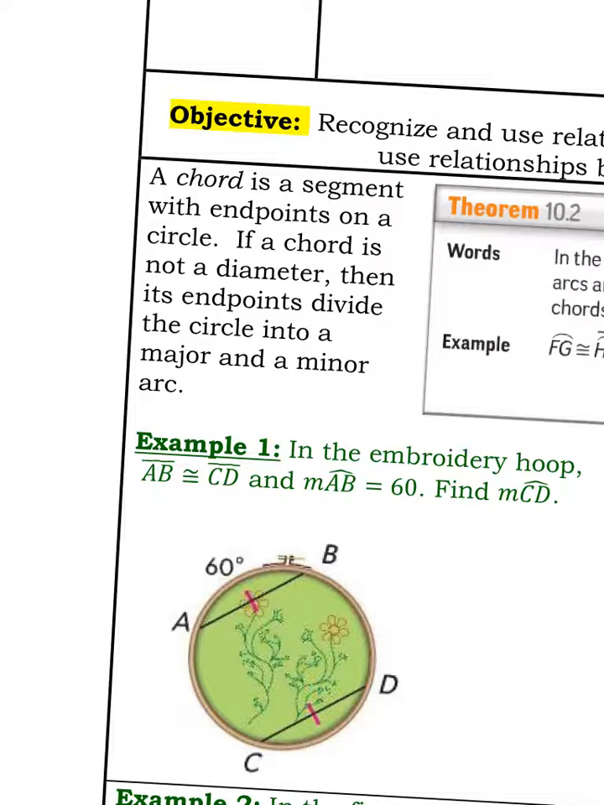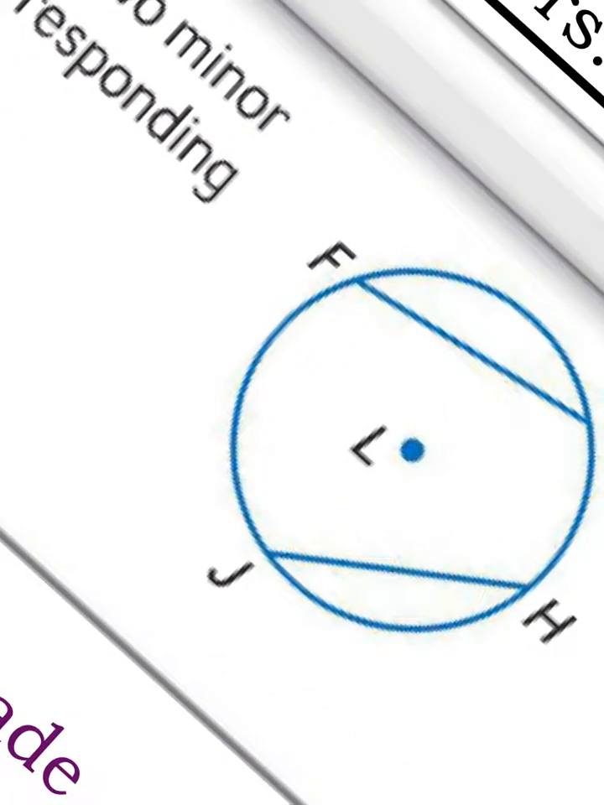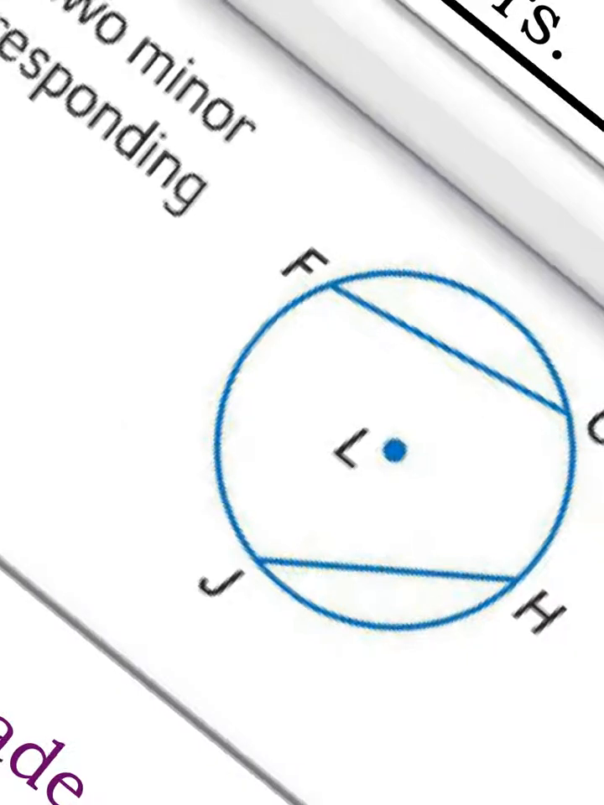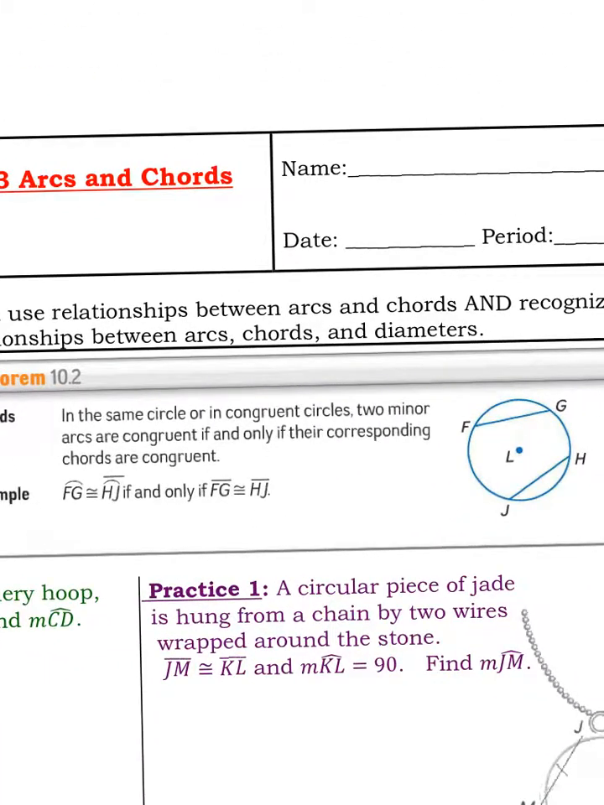So if a chord is not a diameter, then its endpoints divide the circle into a major and a minor arc. FJ would probably be your major arc, and FG would be a minor arc, for example. And then this is important.